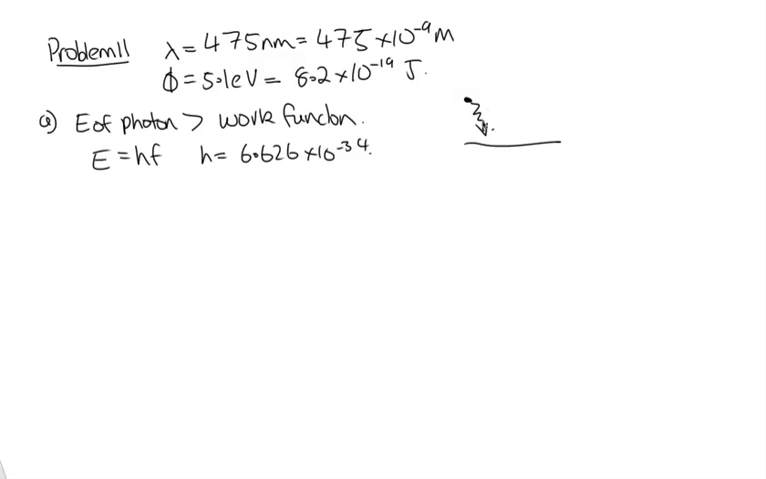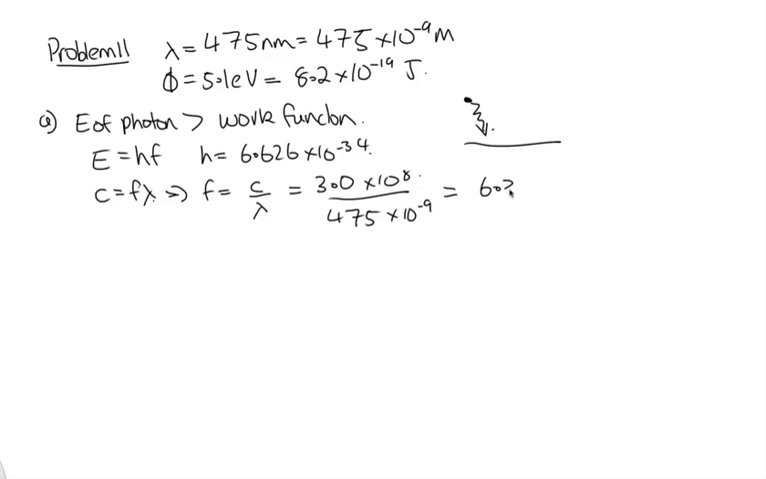But we're not told about the frequency of this photon, we're only told about its wavelength. So we're going to have to use an additional equation, c is equal to f lambda, where c is the speed of light and lambda here is the wavelength. So this tells us that the frequency is equal to c on lambda, which is equal to 3.0 times 10 to the 8 over 475 times 10 to the minus 9. So solving this on the calculator, we get 6.316 times 10 to the 14 hertz.